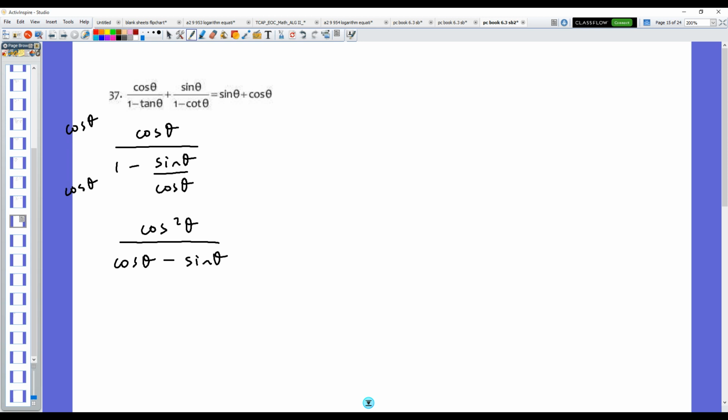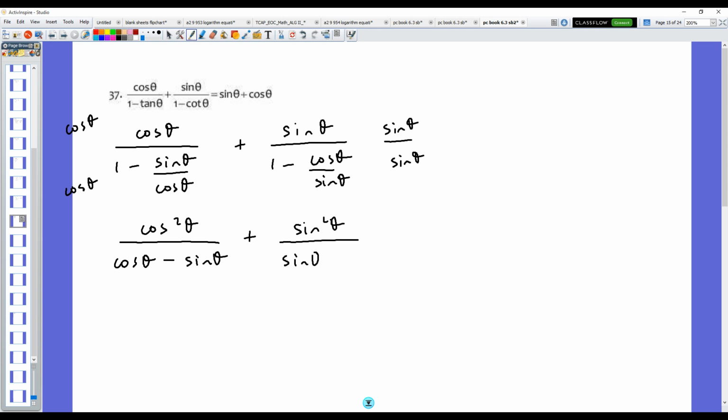Second thing, I'm going to get rid of that little smudge. Sine over 1 minus cosine over sine. I'm going to multiply top and bottom by sine. So sine times the sine is sine squared. Sine times the 1. And sine times the cosine over sine cancels the sine, leaving cosine. Okay.